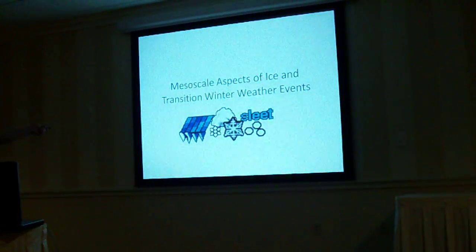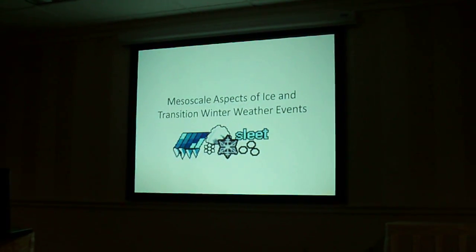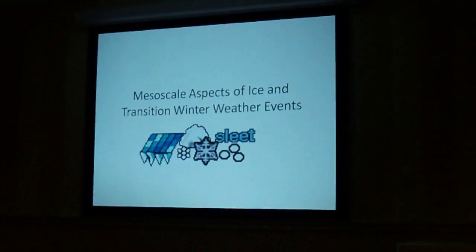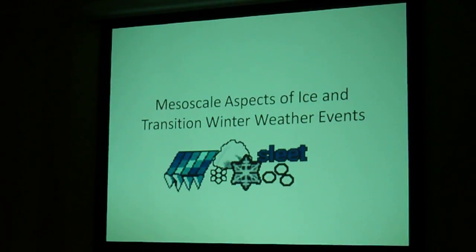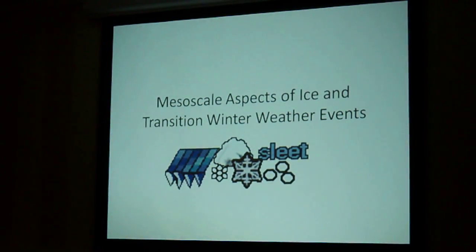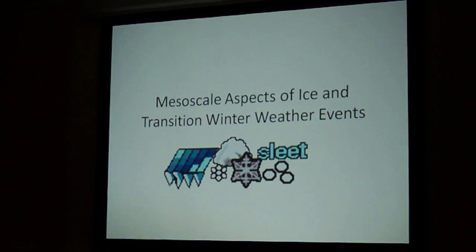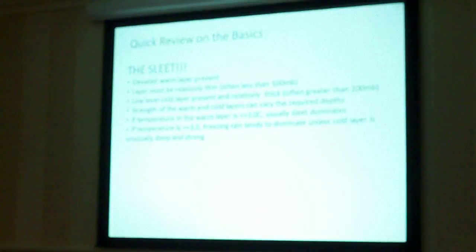Alright, as I just said, this first part is mesoscale aspects of ice and transition winter weather events. I'm sure a lot of you are familiar with these in the past couple of years. In the southern New England threads, we've been calling them Southwest flow events, or disasters, with a t-shirt. What that is, it's quite obvious as it says, transition. We usually see several types of precipitation.